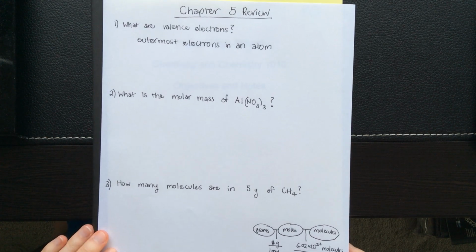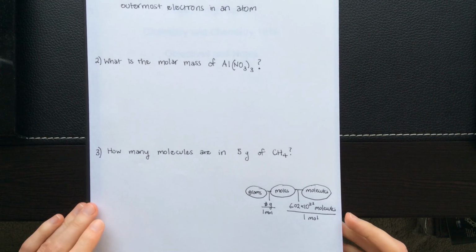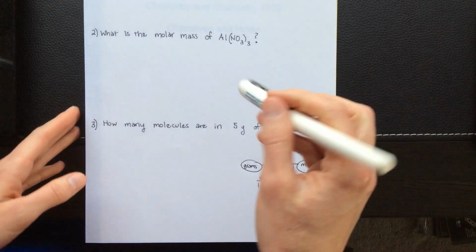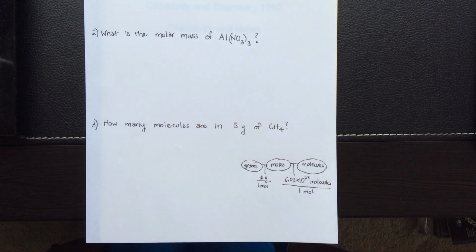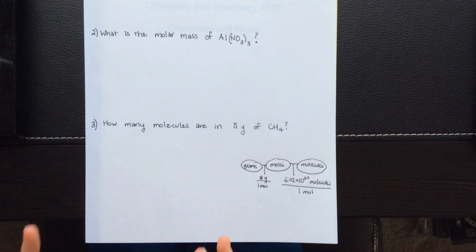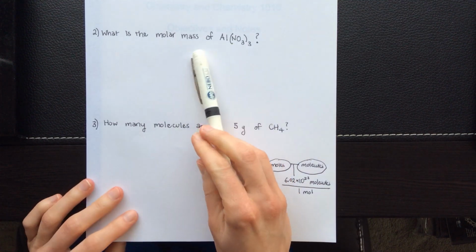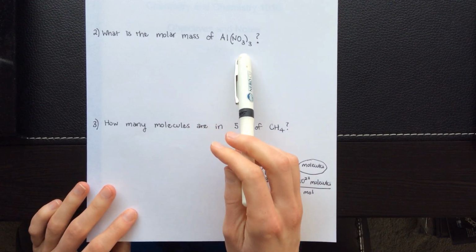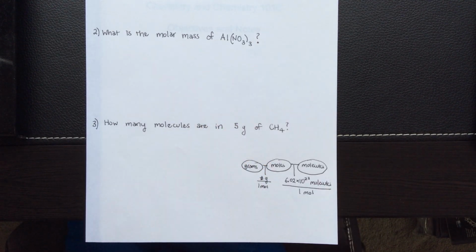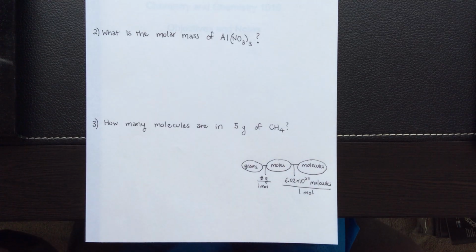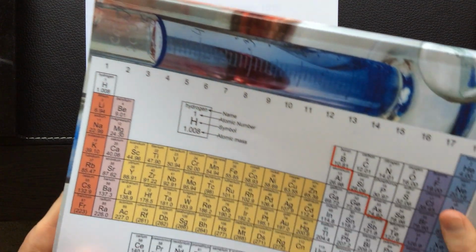Okay, so you need to be able to calculate the molar mass of any given molecule or formula unit. The molar mass is the mass of 1 mole of a substance. So this question is asking, if I have 1 mole of aluminum nitrate, because that's what this compound is, how much does that mass? How much does it weigh? Even though mass isn't exactly weight, what is its mass?